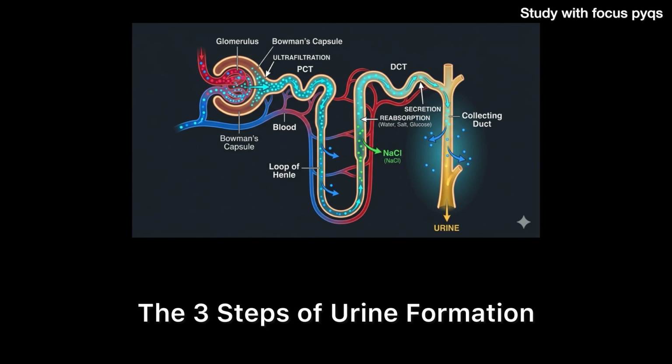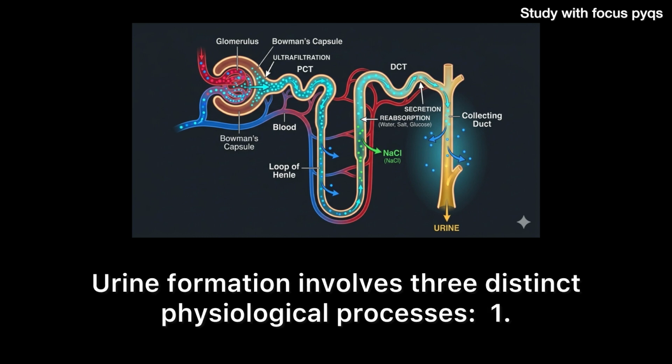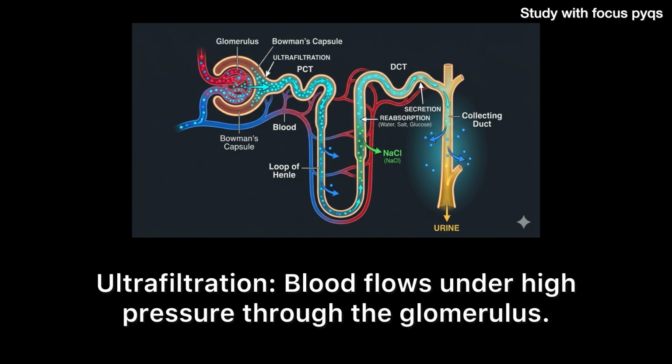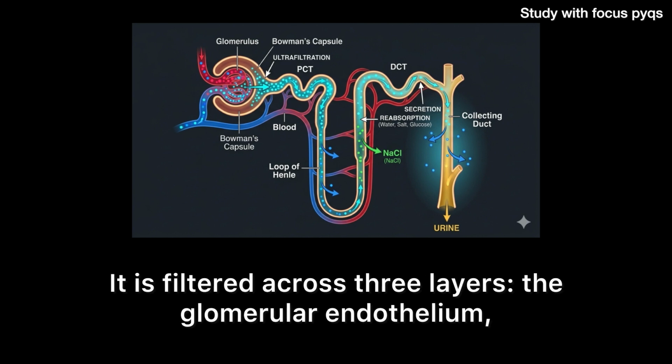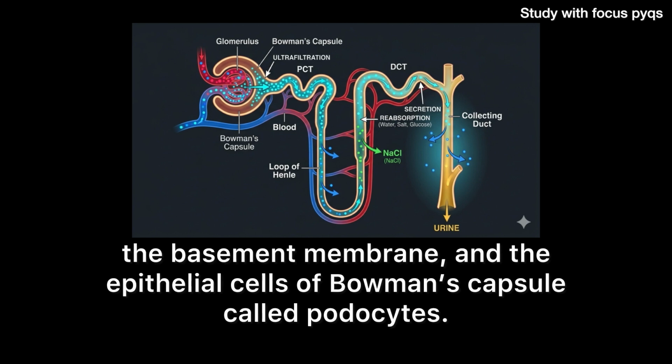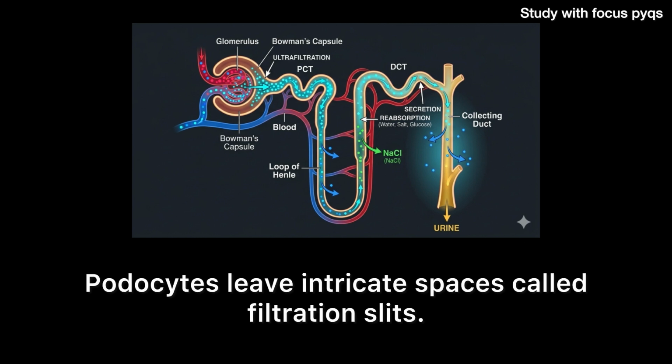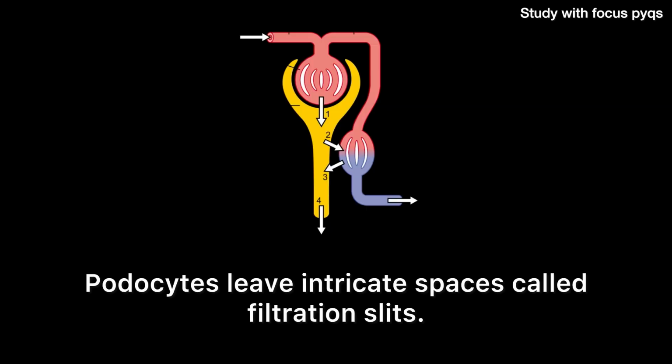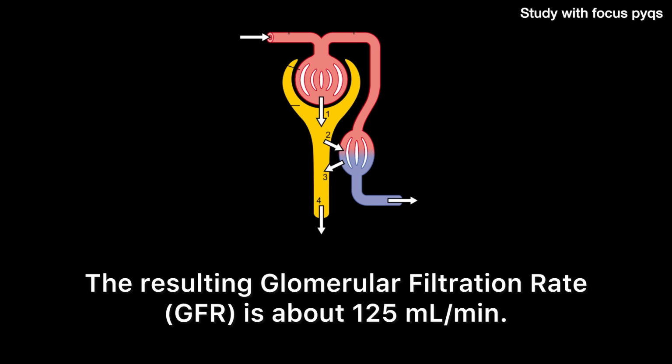The three steps of urine formation. Urine formation involves three distinct physiological processes. 1. Ultrafiltration. Blood flows under high pressure through the glomerulus. It is filtered across three layers: the glomerular endothelium, the basement membrane, and the epithelial cells of Bowman's capsule called podocytes. Podocytes leave intricate spaces called filtration slits. The resulting glomerular filtration rate, GFR, is about 125 ml/min.